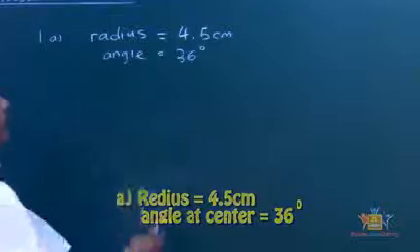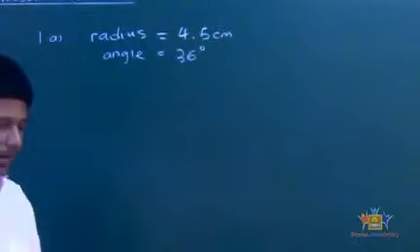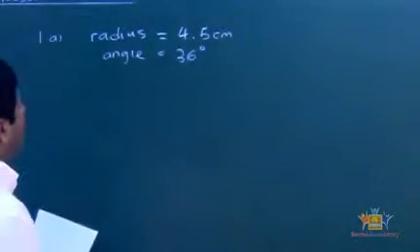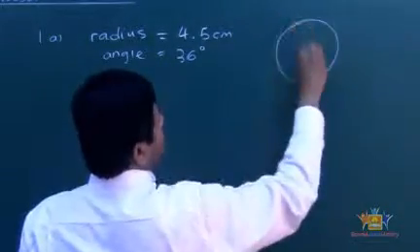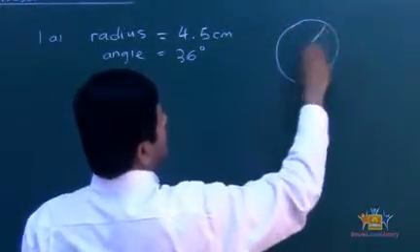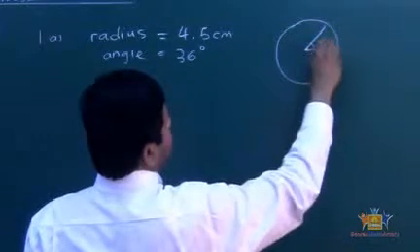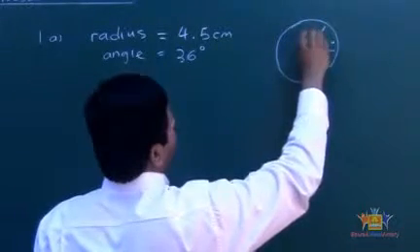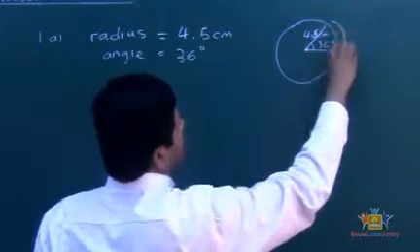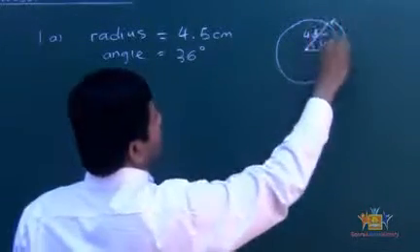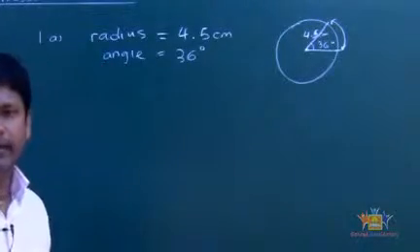We want to find the arc length. So let's do that. The length of the arc. Pretty much what it is, it's a circle right here, and that's the center right there, and the angle right here is 36 degrees, and the radius is 4.5 centimeters, and we want to find that length right there. That's the arc.